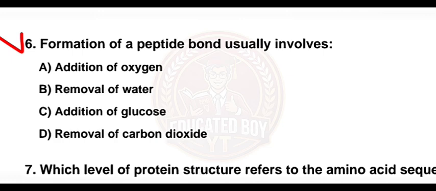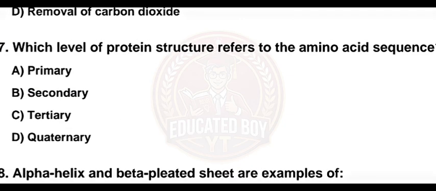Question number 6. Formation of a peptide bond usually involves option A, addition of oxygen, option B, removal of water, option C, addition of glucose, option D, removal of carbon dioxide. Right answer is option B, removal of water.